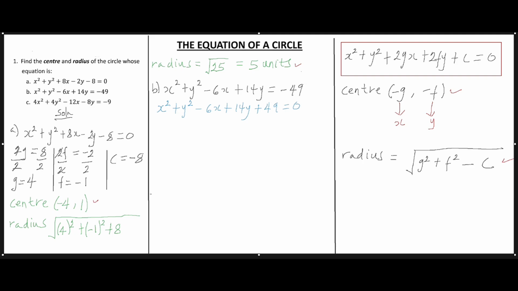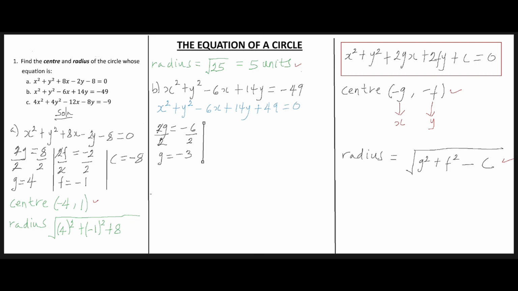So in the general equation of a circle, the coefficient of x is 2g, and again in circle B, the coefficient of x is minus 6. Since we are solving for g, we divide both sides by 2. So our g here is negative 3.